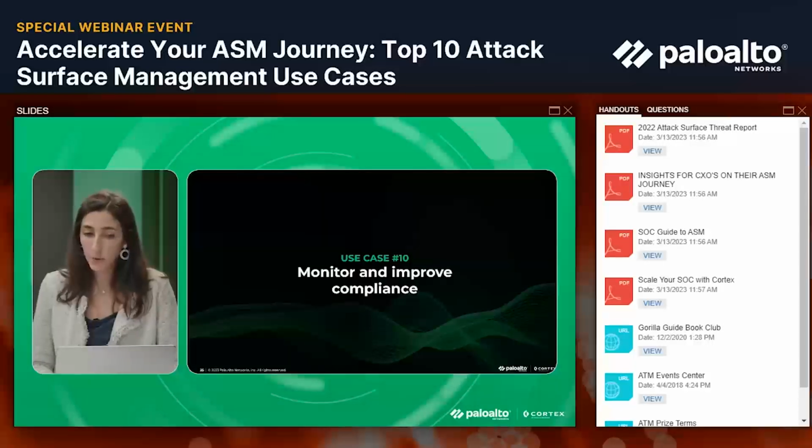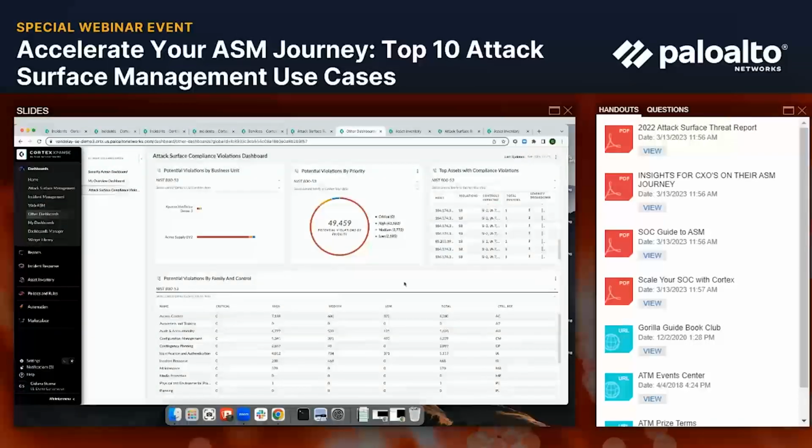Yes, so we map your assets to these different compliance frameworks. So you see here we have NIST and CMMC, 4 different frameworks here that we help you ensure compliance with. And so this is a great way for you to stay up to date and make sure that you are compliant.